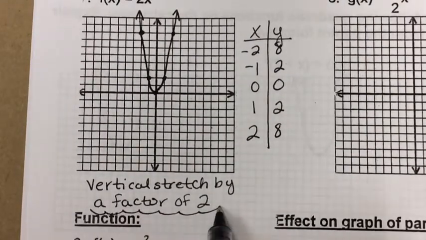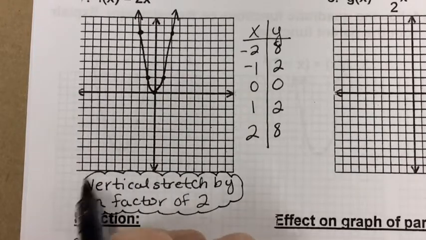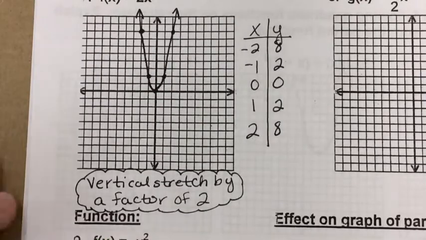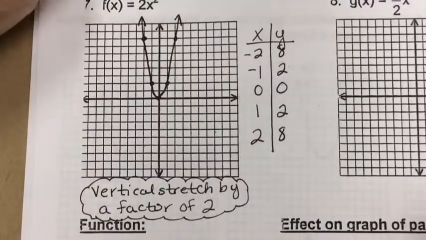And so that is your difference there. It's called a vertical stretch because we're getting skinnier. When you take Play-Doh and you stretch it out, it gets longer and skinnier, so it's called a stretch. Let's look at the next one and see what happens.